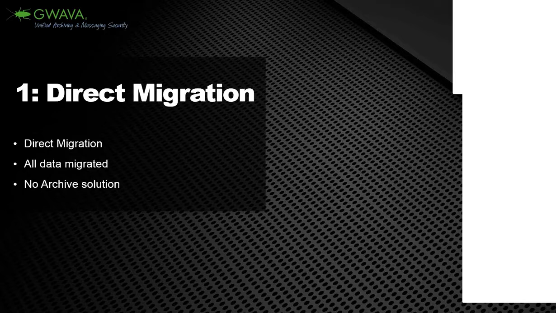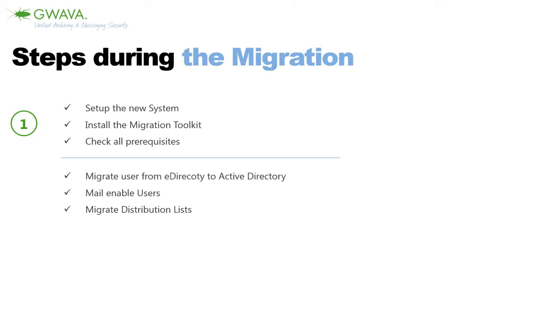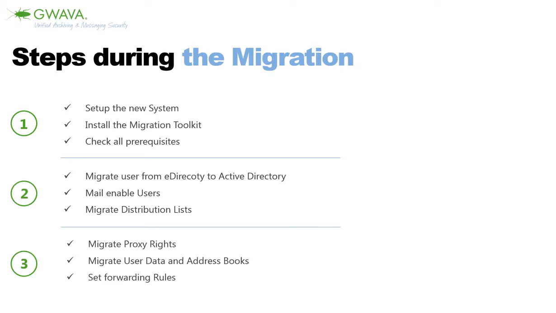First step is to set up the new system. Then you need to install the Migration Toolkit, and you have to check all prerequisites. So that's the first basic steps before anything can be migrated. Then next you have to migrate users from eDirectory to Active Directory. Mail enable the users, migrate the distribution lists. And last but not least, you can migrate the proxy rights. You need to migrate the user data and address books. And you can set forwarding rules in the old system if you change the domain name to forward messages from the old system to the new system.